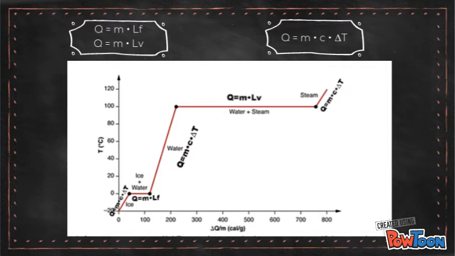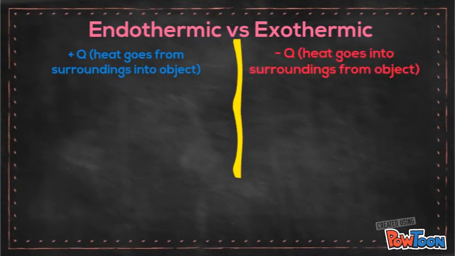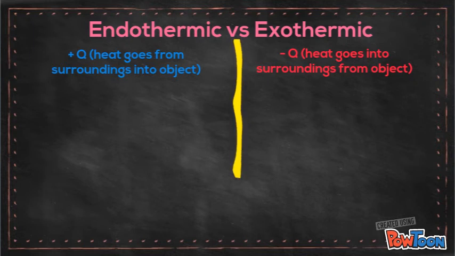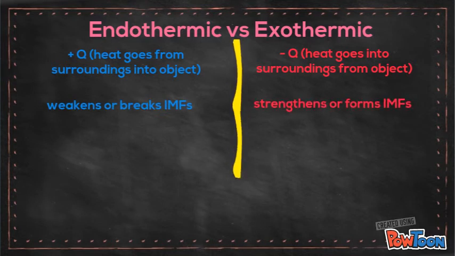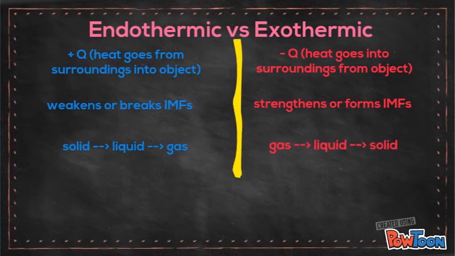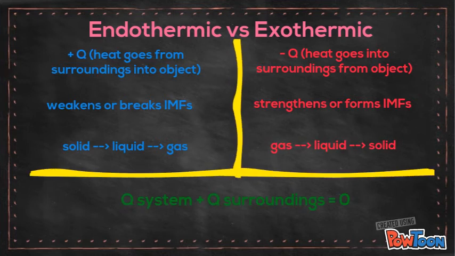Reactions can be exothermic or endothermic. The defining factors as to whether a reaction is exothermic or endothermic rely on if it has a positive or negative heat value. Positive means endothermic because heat is being absorbed, whereas negative means exothermic because heat is being released. Endothermic reactions weaken IMFs, while exothermic reactions strengthen them.